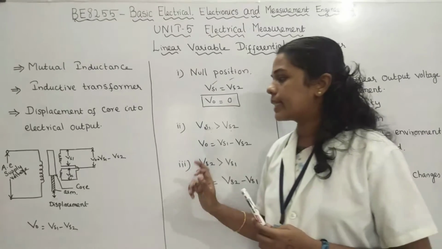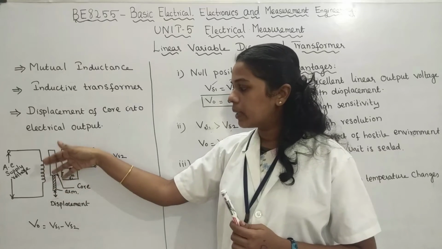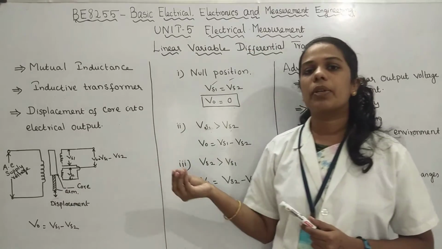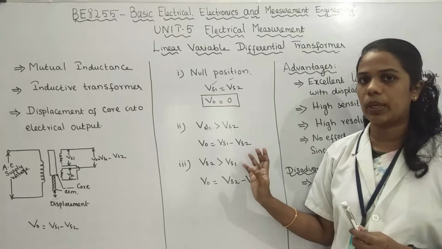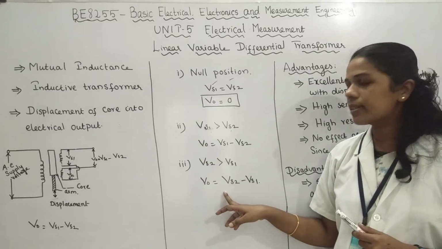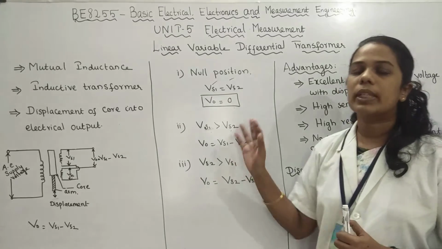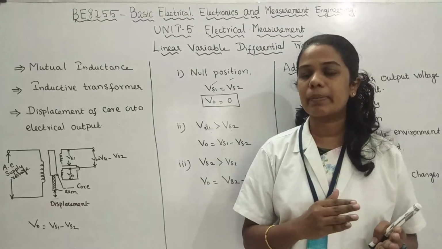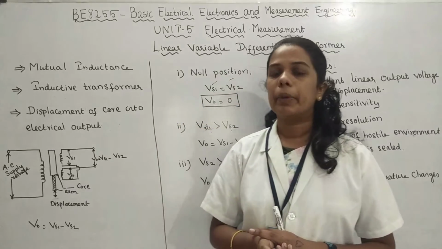Next, the third case is if the core moves below the null position. Below the null position means the core is in the secondary winding S2. So the voltage produced in the secondary winding S2 is greater than the voltage produced in S1, that is VS2 greater than VS1. Now the output voltage V0 is VS2 minus VS1, since the S2 voltage is greater. So these are the three conditions. In the linear variable differential transformer, the displacement is converted into electrical energy, and it works on the principle of mutual inductance.